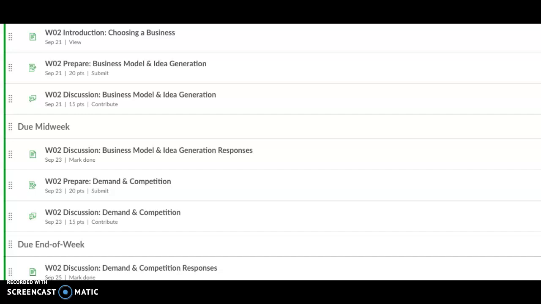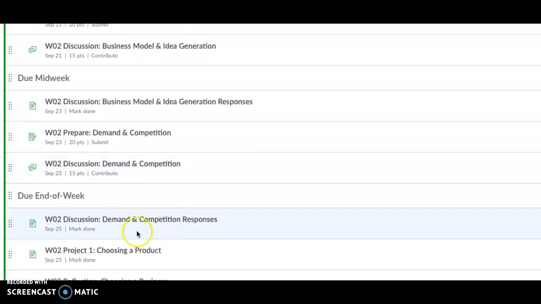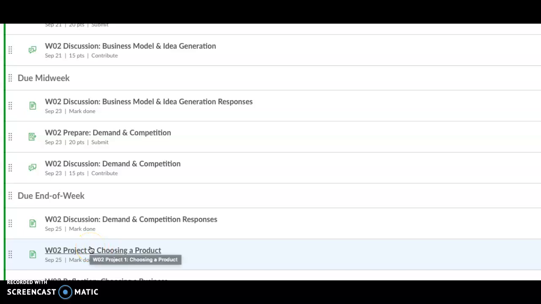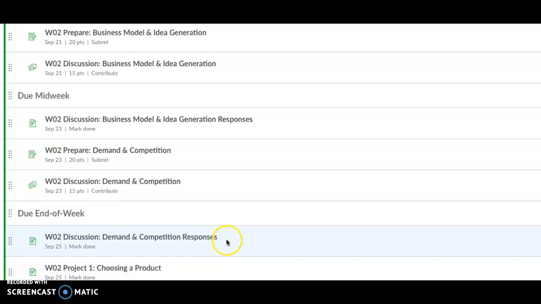And to start out, we're talking about different business models, how to measure the demand and the competition for an idea that you have, and this is really all about coming up with a sound business idea. And I hope that these assignments will help play into your project 1 down here, which will be a foundational project for the course. The two topics this week are business model and idea generation and demand and competition.